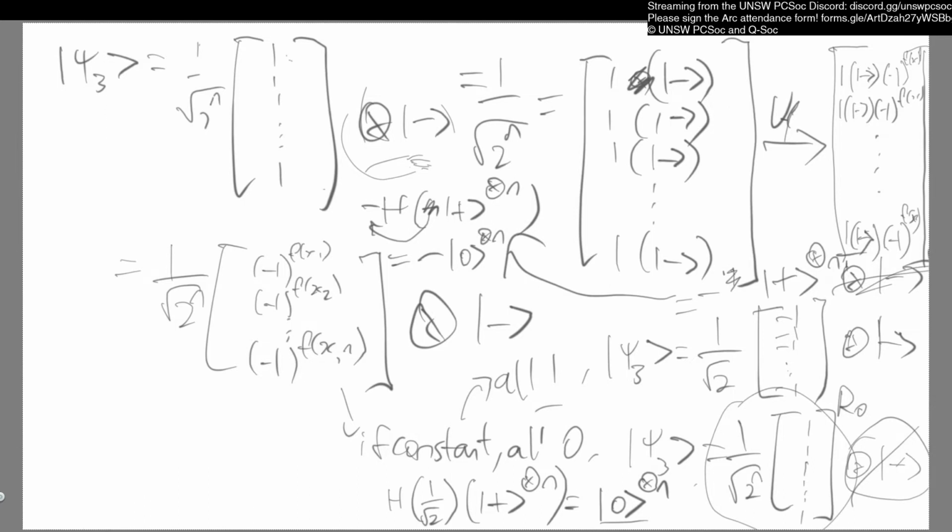So that means that if it's a constant function, then no matter whether the function outputs all ones or all zeros, when you observe the final array of n qubits, you will always get all zeros, because it turns out that way mathematically due to the probability. Now let's consider the case if it was a balanced function.